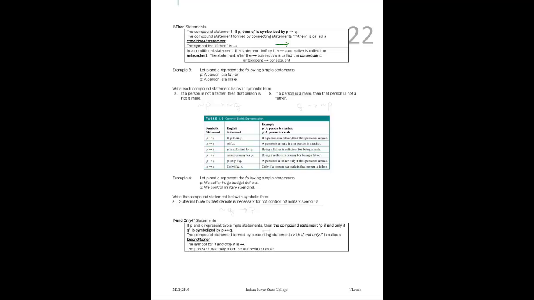P: a person is a father. Q: a person is a male. And it says here, if a person is not a father, that will be the antecedent, then the person is not a male. That will be the consequent. So how do we represent that in symbolic form? Tilde P, arrow, and then Q.